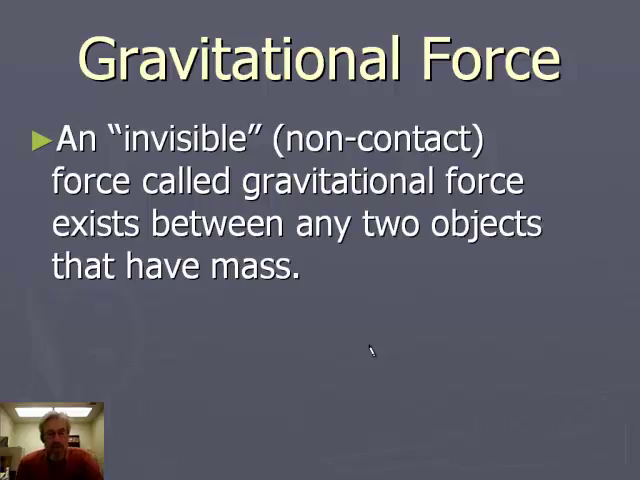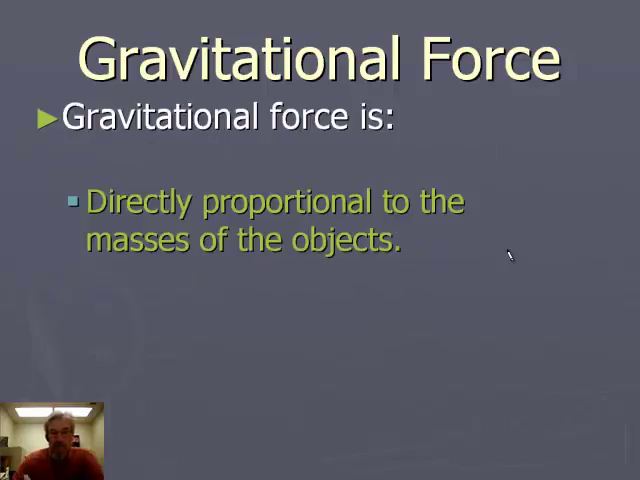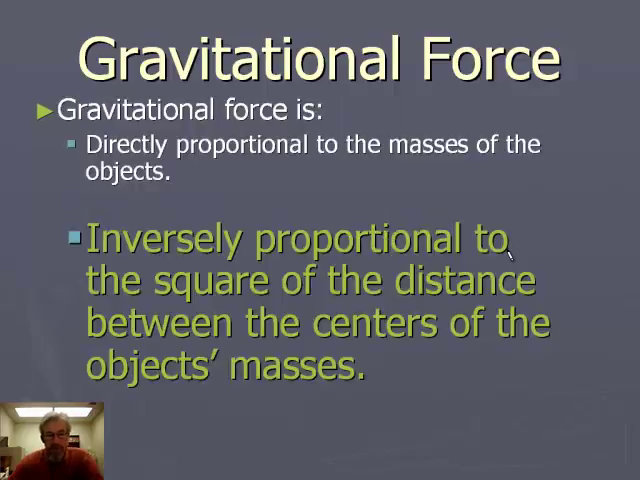It turns out that this invisible, non-contact force that we call gravitational force exists not just between the Earth and other objects, or between huge objects like the Earth and the Sun, but between any two objects that have mass. Here are the rules. The gravitational force is directly proportional to the masses of the objects. We don't know exactly why this is true, but we do know that it's true. The heavier they are, the bigger that force is going to be. We also know that it's inversely proportional to the square of the distance between the centers of the objects' masses. So as the objects get farther and farther apart, the force due to gravity that pulls them together is going to get lower and lower.